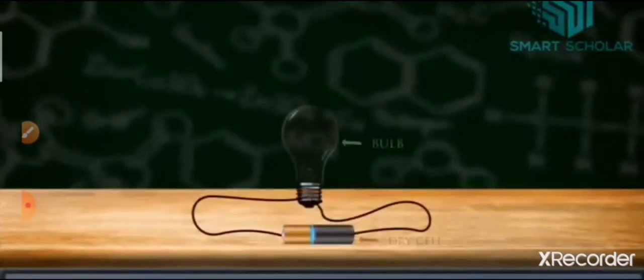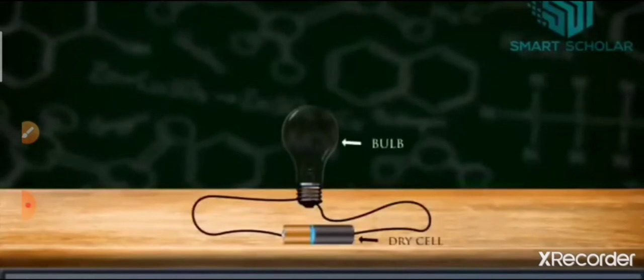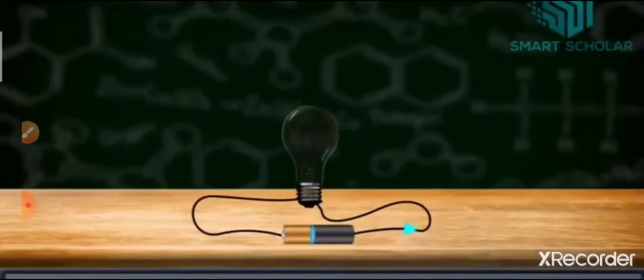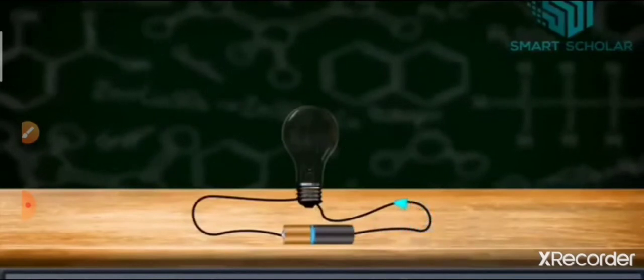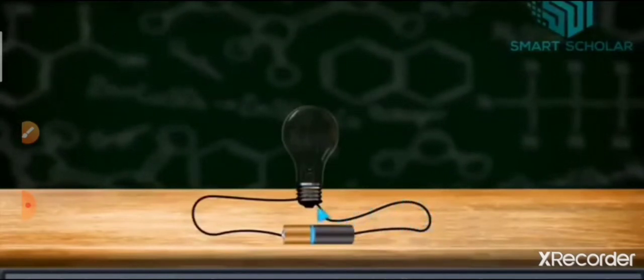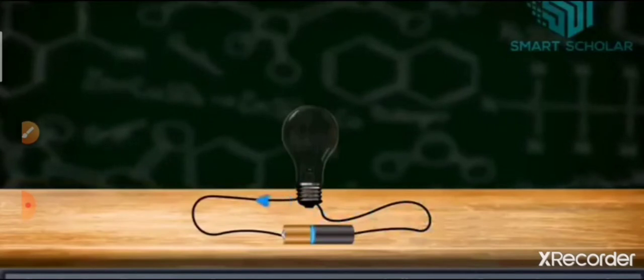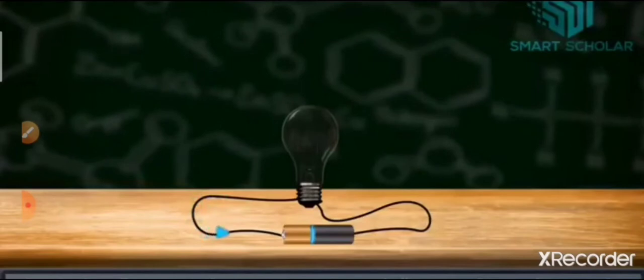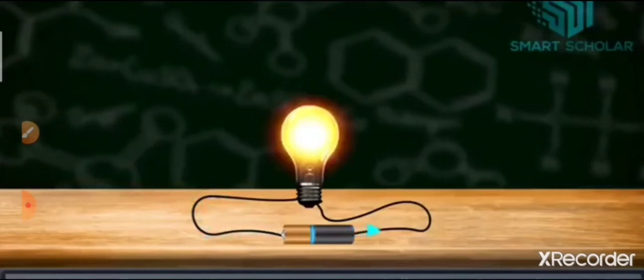Now, working of a dry cell. When the dry cell is connected in a circuit comprising a bulb, current flows in the circuit due to the chemical reactions that take place in the cell. This makes the bulb glow.